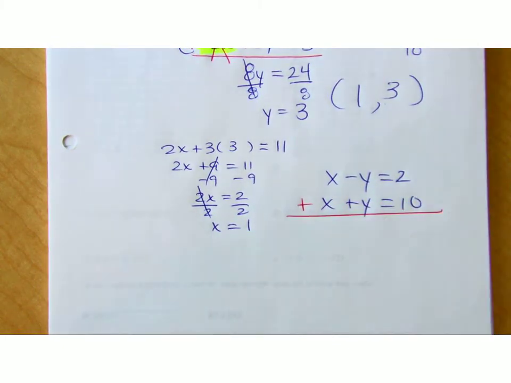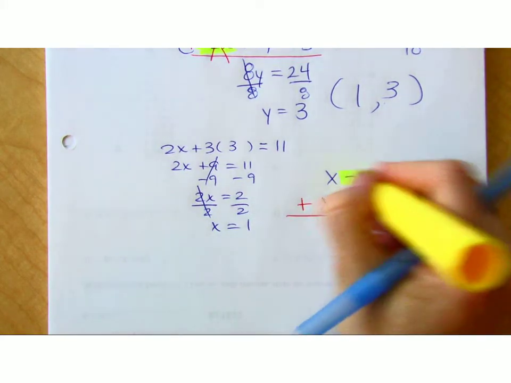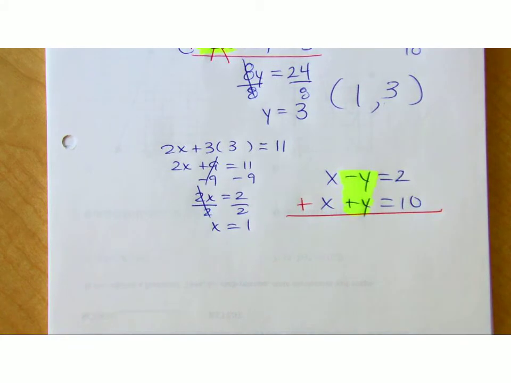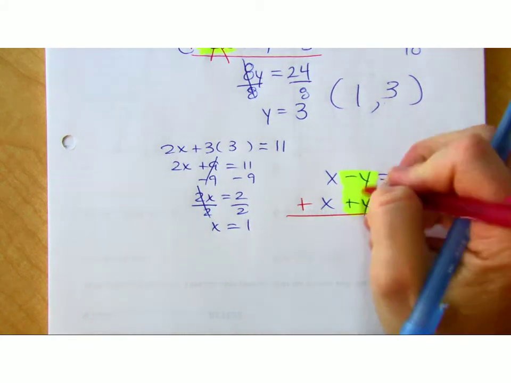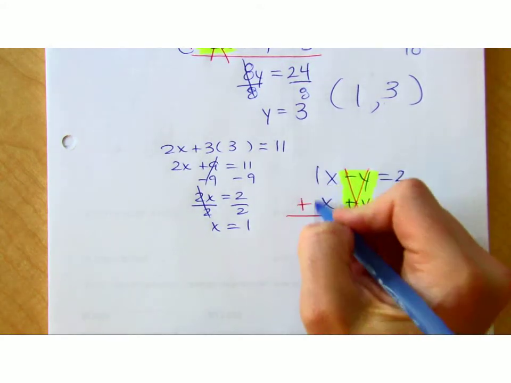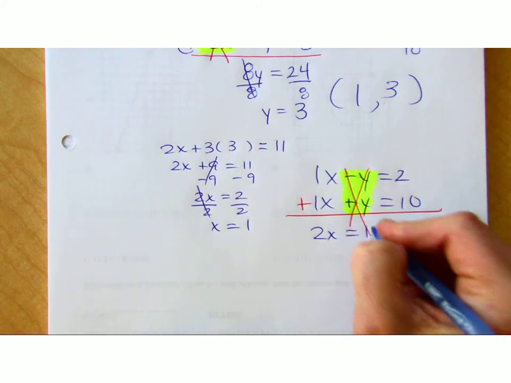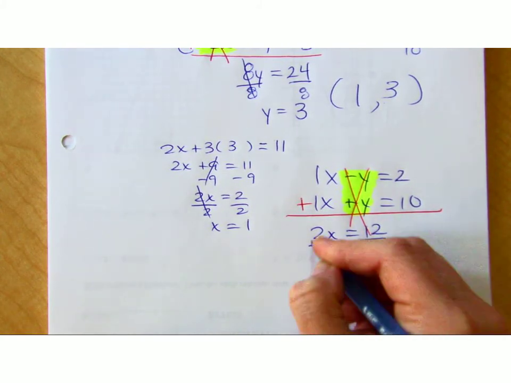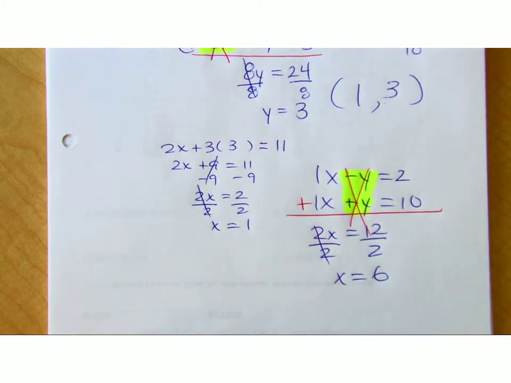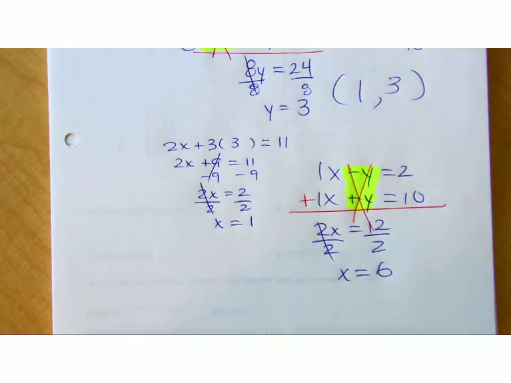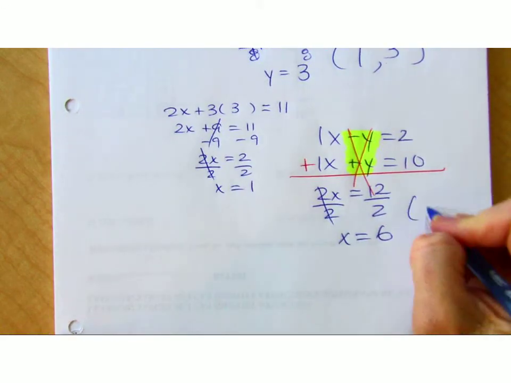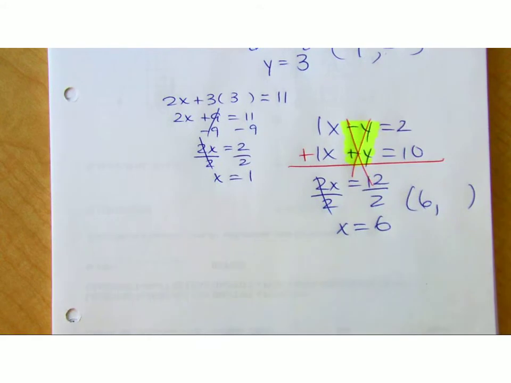You know what you're going to do? First thing you're going to do is see if it's, air quote, ready. Is it ready? Yeah. This is ready because I have a positive y and a negative y, and they cancel each other out, which leaves me with 1x plus 1x and 2 plus 10. And I know my x within a matter of seconds.